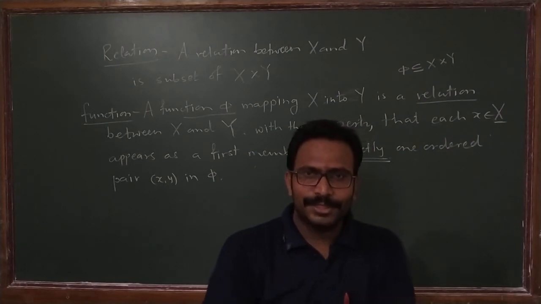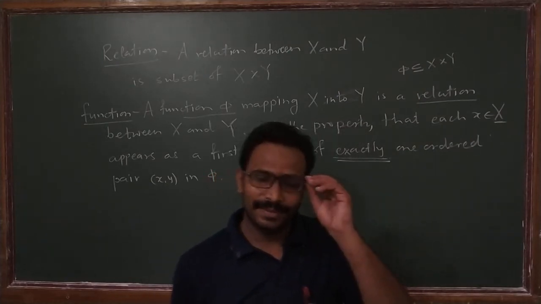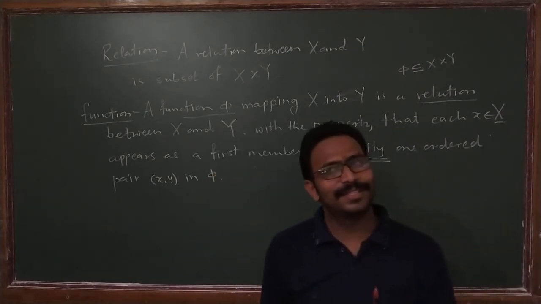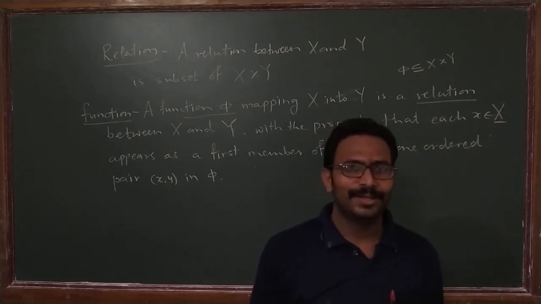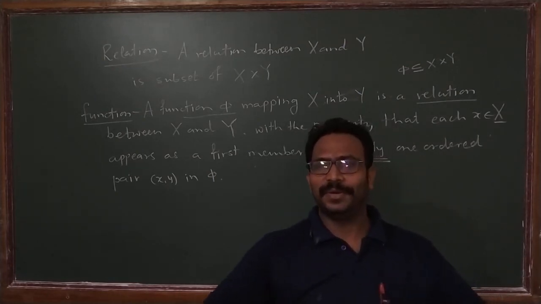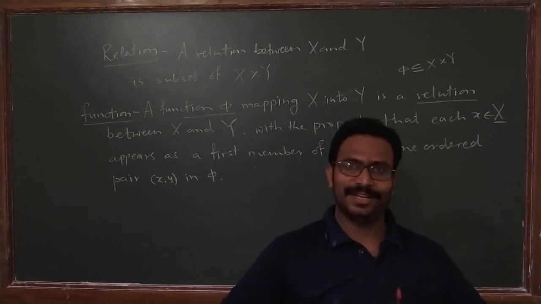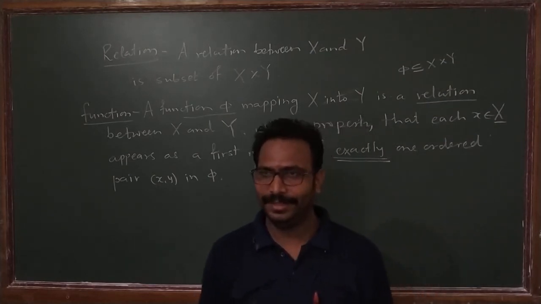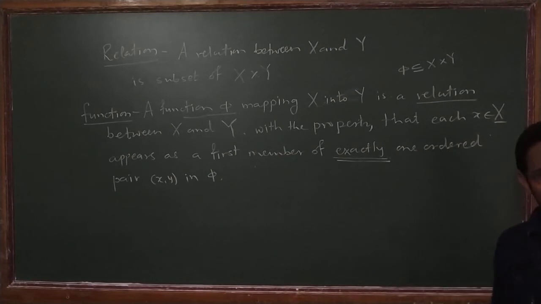F is a function from X to Y if for each x belonging to X, there is a unique y in Y so that we get y equal to f of x. Y is the image of x under function f. Right? So it is the same thing.